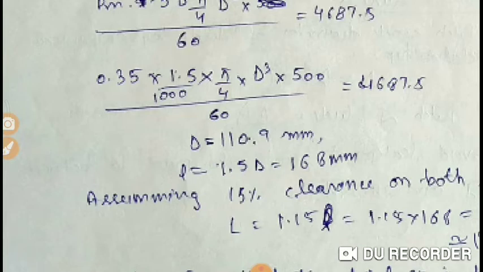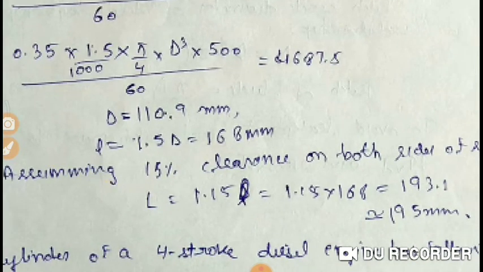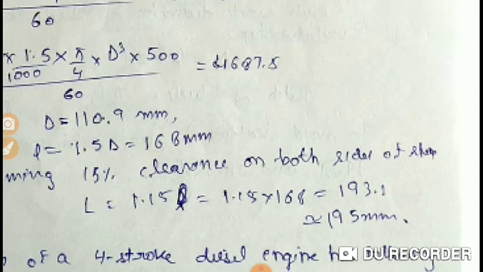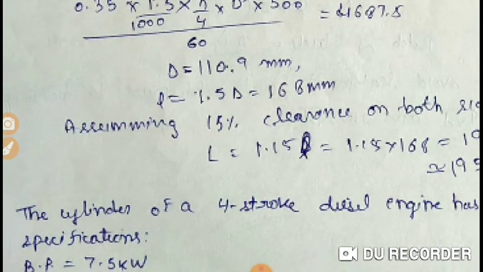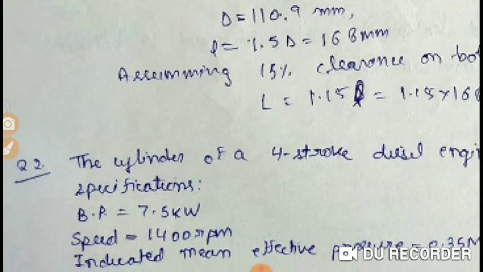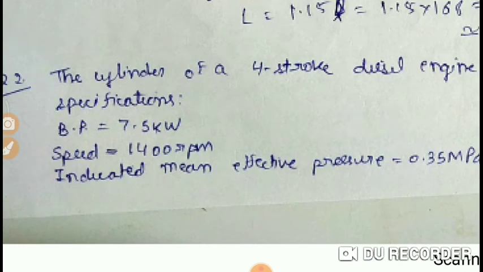If small l is calculated, then we can calculate the length of the cylinder, that is equal to 1.15 times small l, because 15% clearance is given. So here we have to write that assuming 15% clearance on both sides of the cylinder. So from here easily calculate the value of the length of the cylinder.